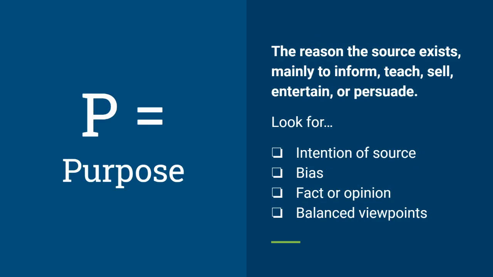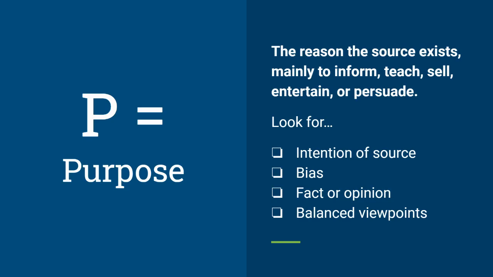Now, the P in CRAAP stands for the purpose. You want to look at the reason why the source exists at all. So, if it's just there to inform or to teach you, that may be pretty benign. However, if it's there to sell you something, if their purpose is to get clicks, they may not be that trustworthy. Sometimes sources are there just to entertain for fun, and sometimes they're there to persuade. So you want to make sure you understand the intention of the source.